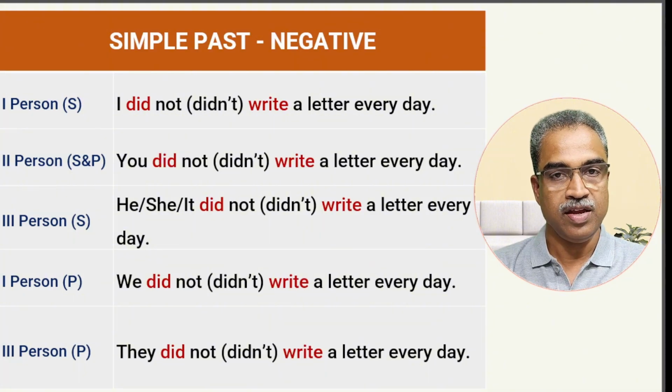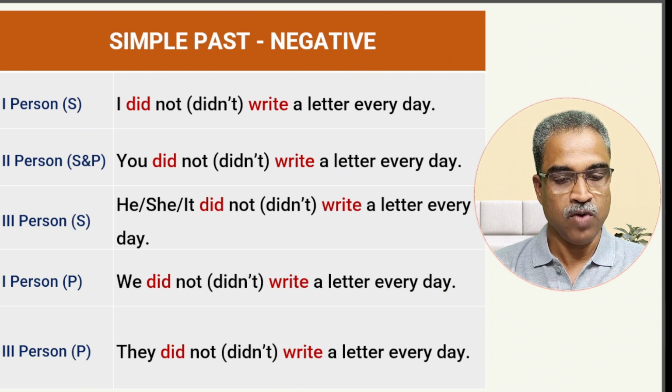Next is we did not write a letter. Again, please note, it is not we did not wrote. The reason is that we have already used did there as the auxiliary verb. And the last one, they, third person plural: they did not write a letter every day. I hope this is clear here. It is important that you note this.